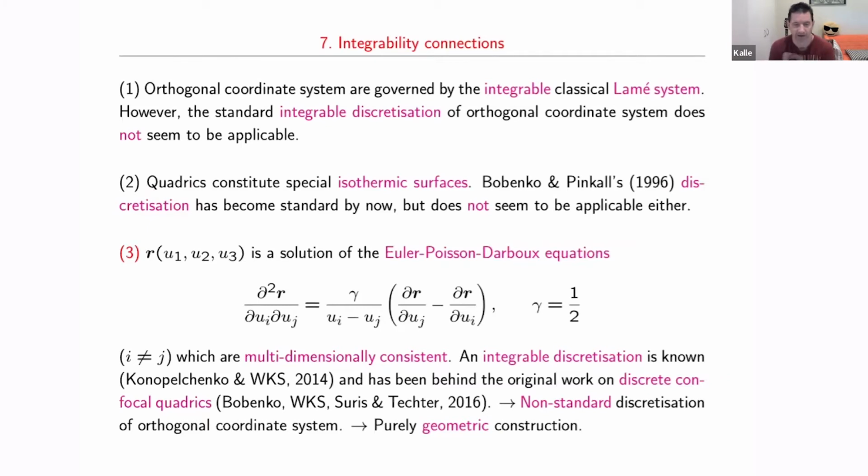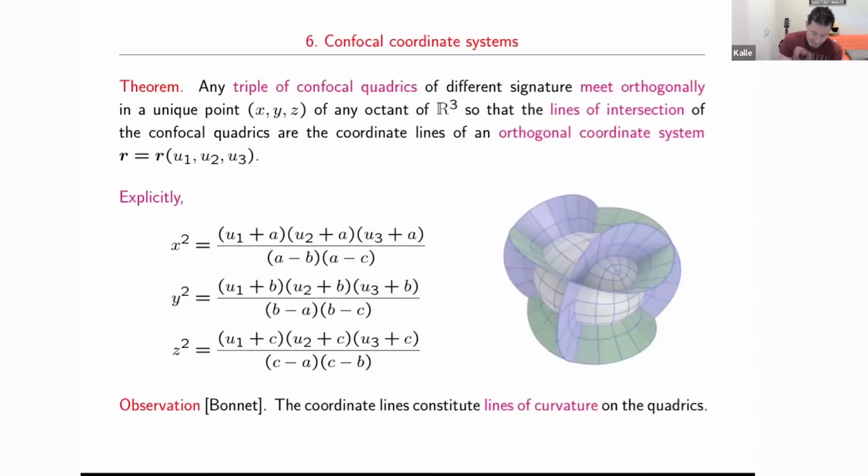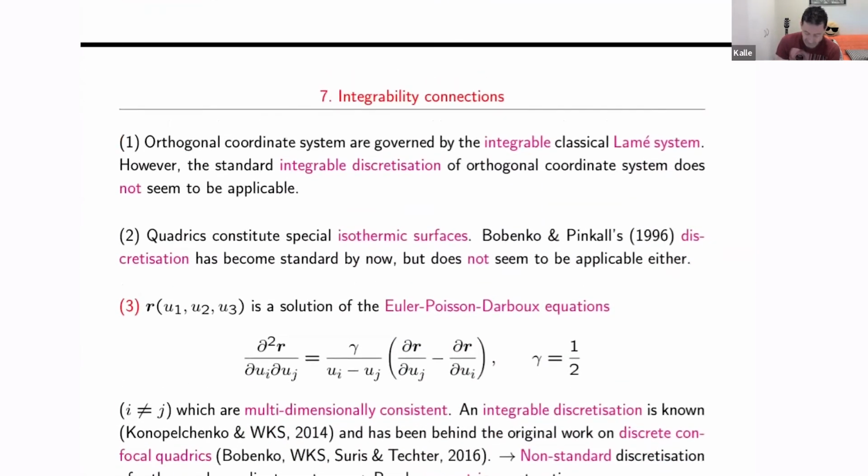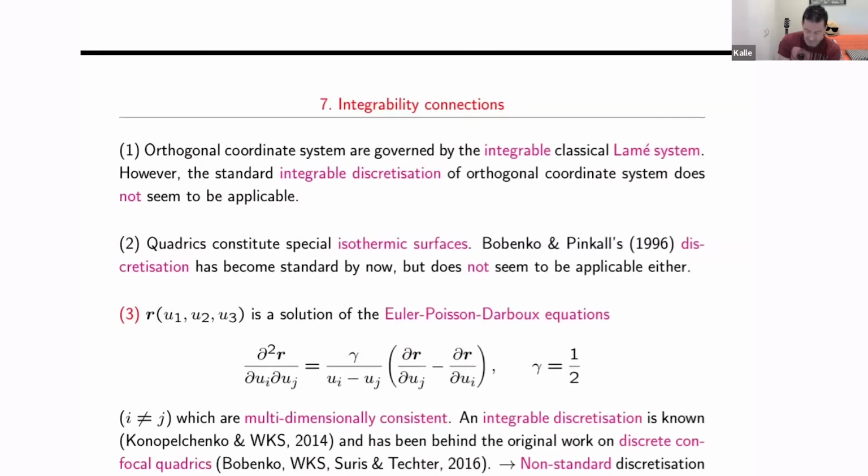I'll mention this. And sort of the history of this is the following. If you look at x, y, and z here as functions of u1, u2, and u3, then you will see they actually satisfy a system of linear differential equations, non-autonomous equations. And these are called the Euler-Poisson-Darboux equations. And they're multidimensional consistent. So it doesn't matter whether you have, we have only 3 u's, u1, u2, u3, but they're actually multidimensional consistent, so in any dimension. So that's the first integrability connection.